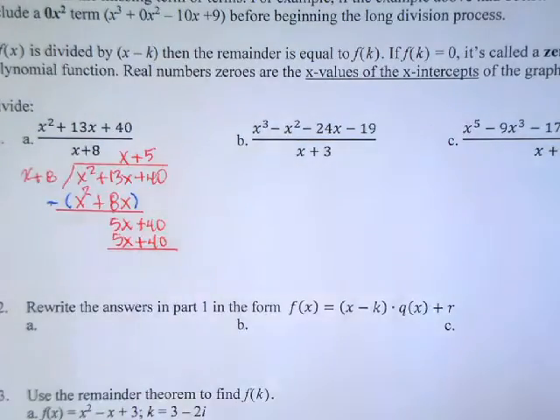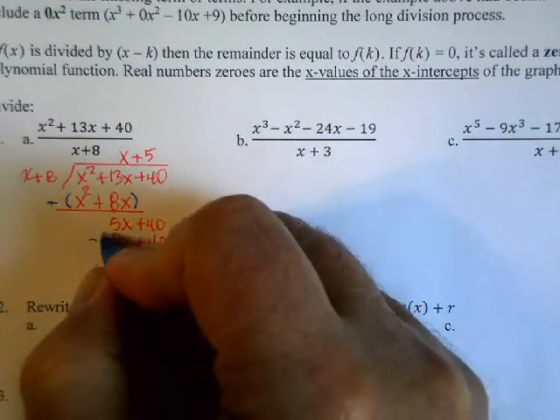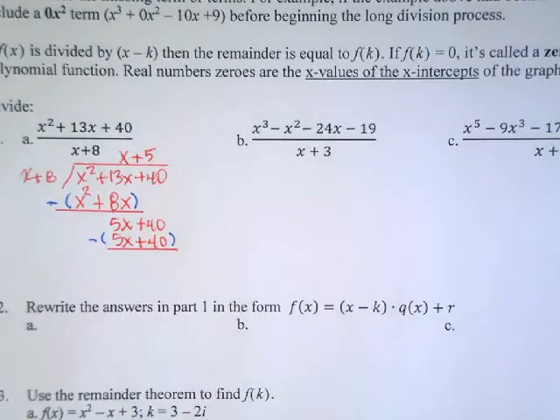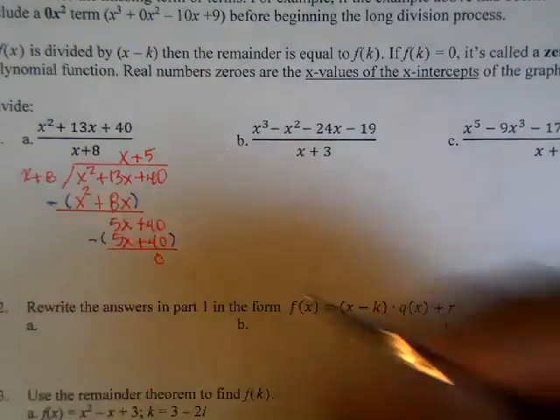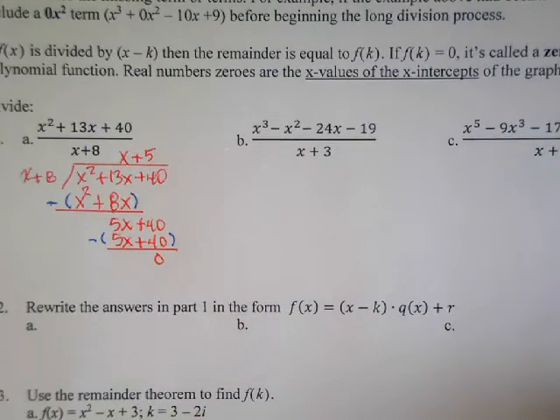And again, I'm subtracting the whole line. And so 5x minus 5x is 0. 40 minus 40 is 0. And so my answer was just x plus 5. In this case, my remainder was 0.